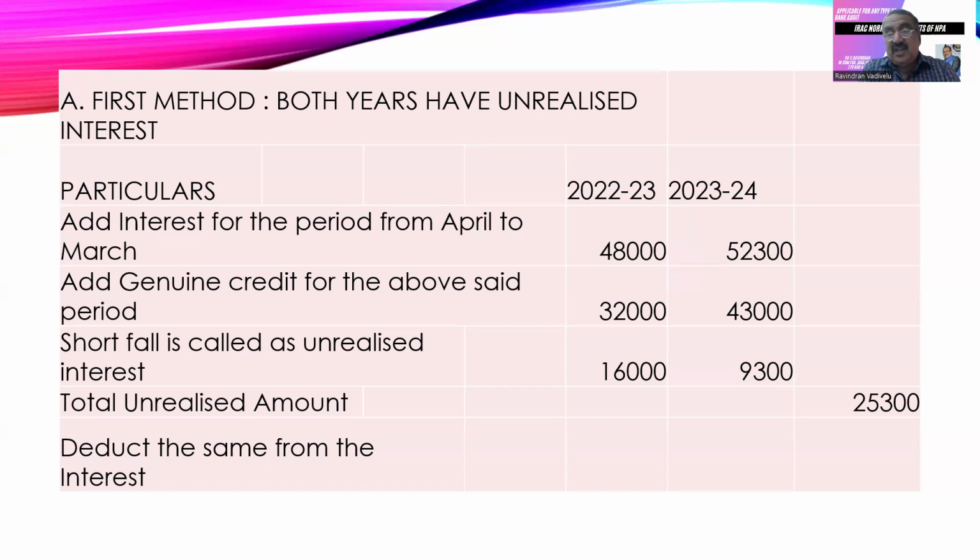So for easy understanding, I have given you only 2 years. Both the years you have got unrealized interest of 25,300. So this is the first method, and in both the years you have got a shortfall.